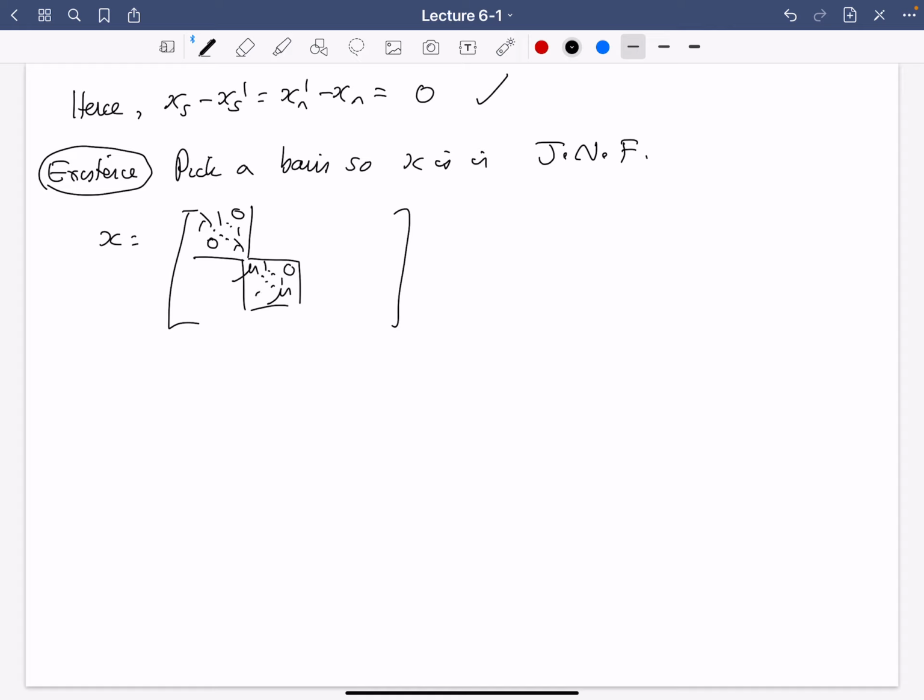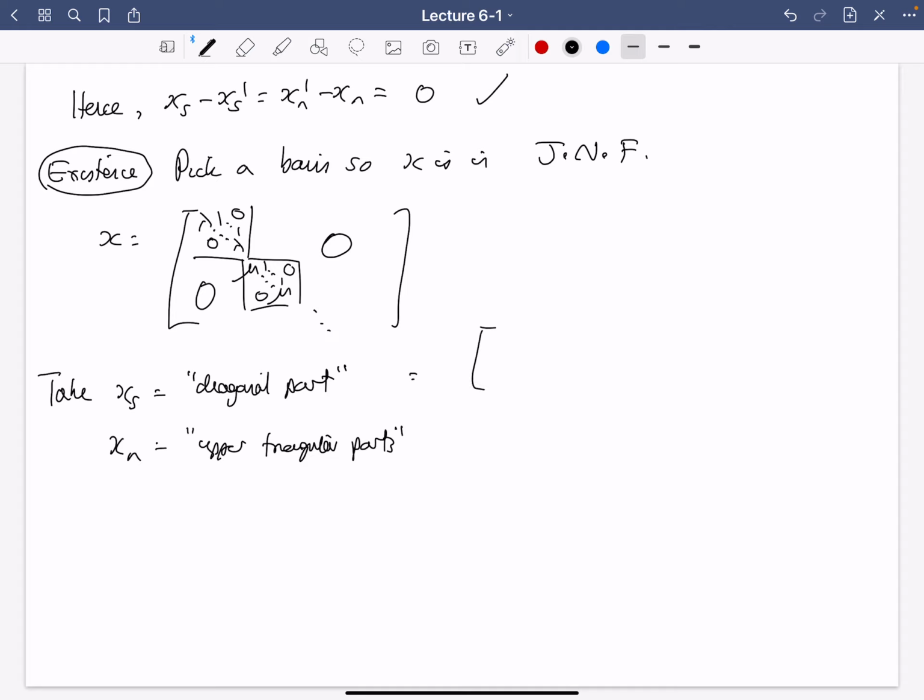Down the diagonal, I am trying to draw Jordan blocks, but I'm not very good at it. There we go. And now you just take xs to be the diagonal part, and xn to be the upper triangular part, just the ones in the Jordan normal form, right? So it's just take the lambdas and the mu's down the diagonal. That's xs. And for xn, just take the ones up above in the Jordan normal form.